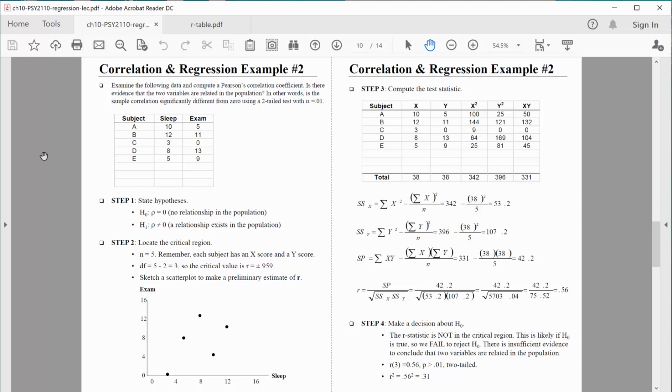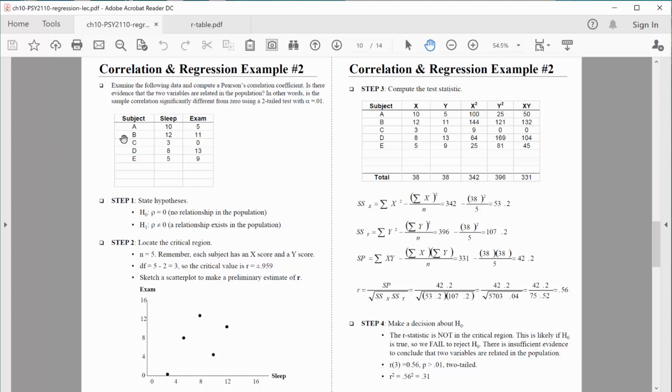It says examine the following data and compute a Pearson's correlation coefficient. Is there evidence that the two variables are related in the population? In other words, is the sample correlation significantly different from zero using a two-tailed test and an alpha of 0.01? So use 0.01 instead of 0.05.